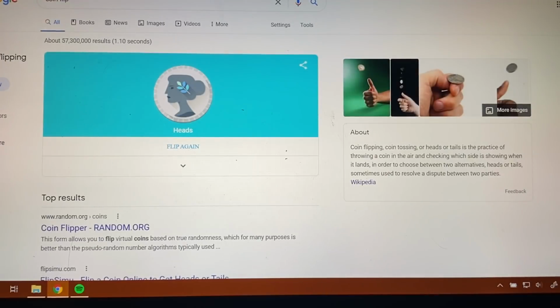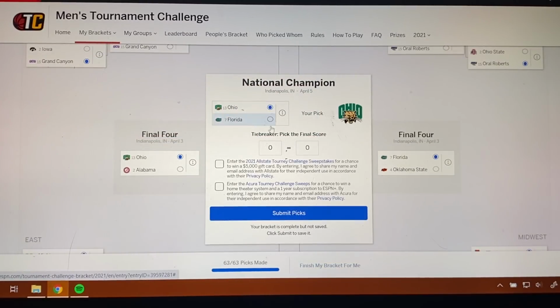Will we have a 13 seed winning? This is the biggest coin flip of my life. We are rooting for heads. Here we go for the national championship. It is heads. We have Ohio. Ohio, 13 seed Ohio is our national champion here in the coin flip bracket.